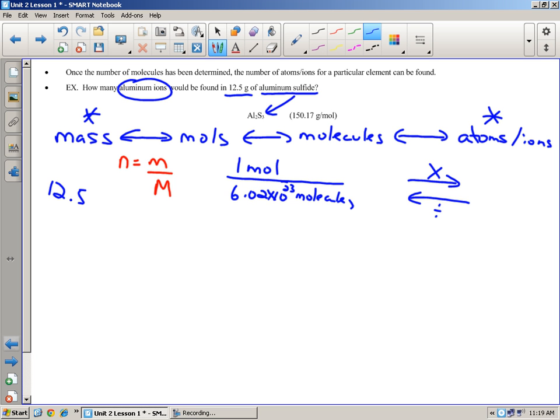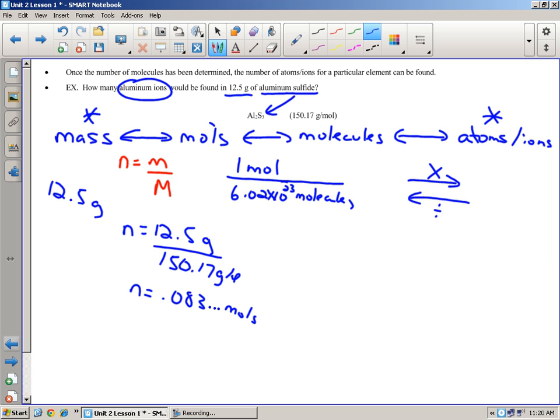12.5 grams is what I have of aluminum sulfide. Let's see, how many moles is that equivalent to? 12.5 grams. Aluminum sulfide apparently is 150.17 grams per mole. And that works out to be 0.083. Obviously that number keeps on going for a while, but I'm not going to worry about that right now, because I'm not at my final answer. I don't want to round yet. Now I have 0.083 moles.